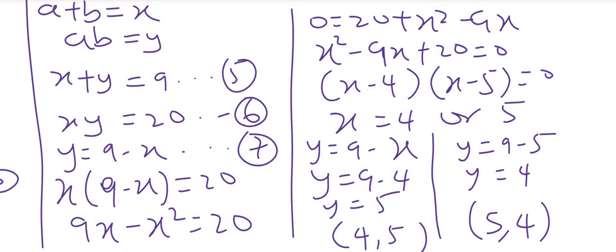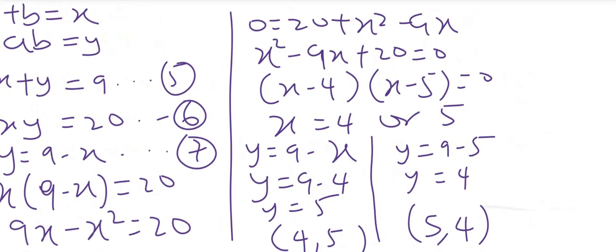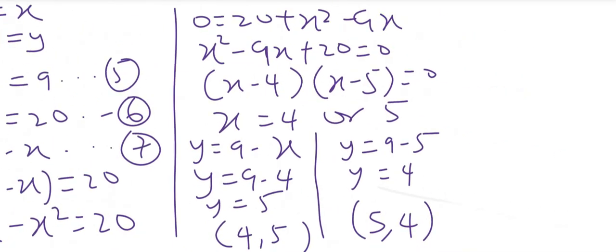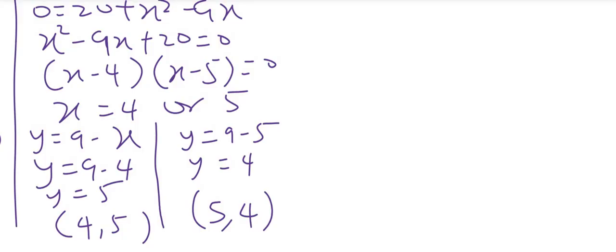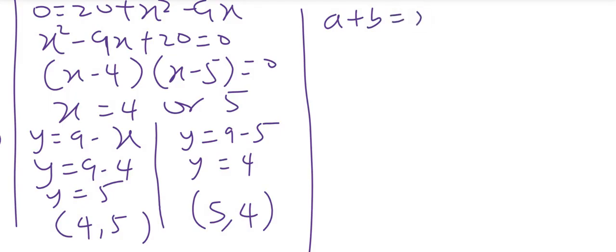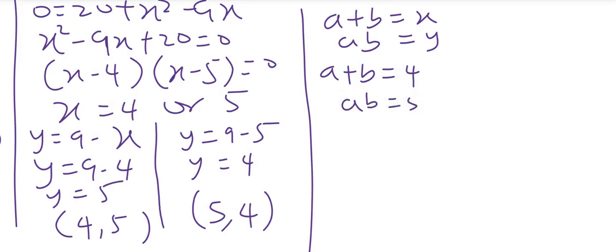Now the next thing to do is to use them to get a and b. Don't forget we said a plus b is x and ab is y. So I need to make use of the x and y values to get a plus b. A plus b equal 4, which is x, and ab equal 5, which is y in the pair.